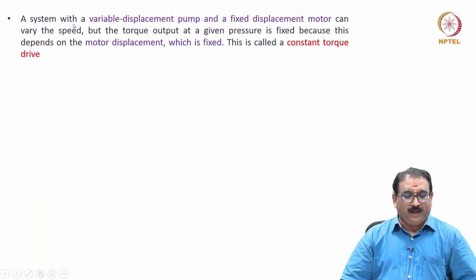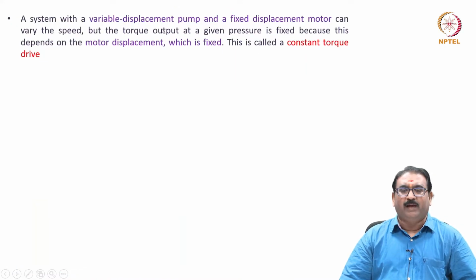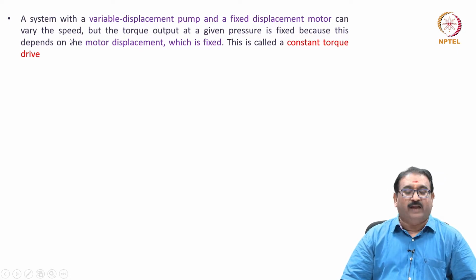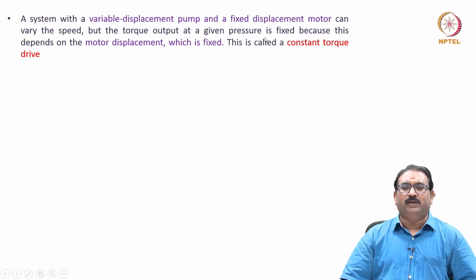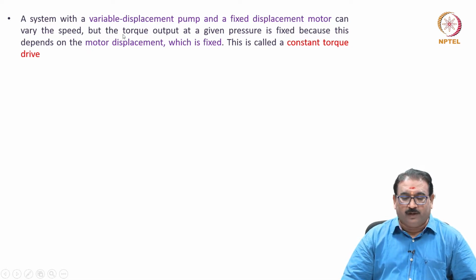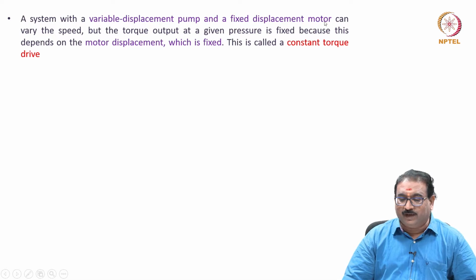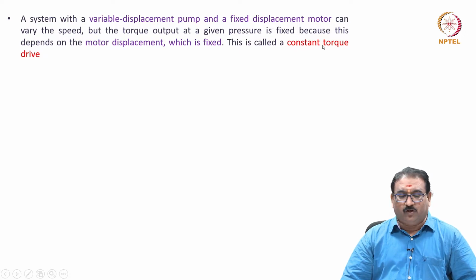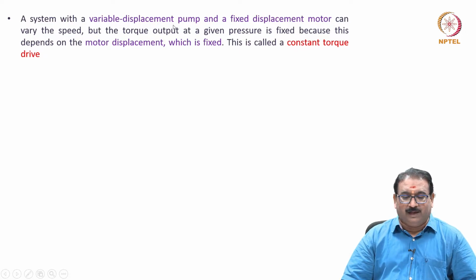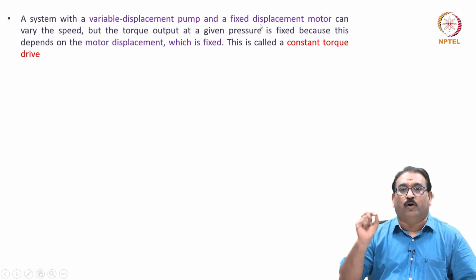Also we have seen a system with variable displacement pump and a fixed displacement motor can vary the speed, but the torque output at a given pressure is fixed, because this depends on the motor displacement, which is fixed here. This is called a constant torque drive: variable displacement pump and fixed displacement motor combination.